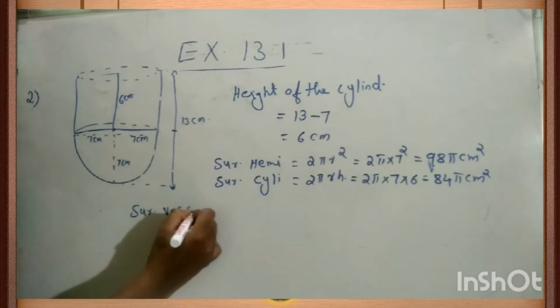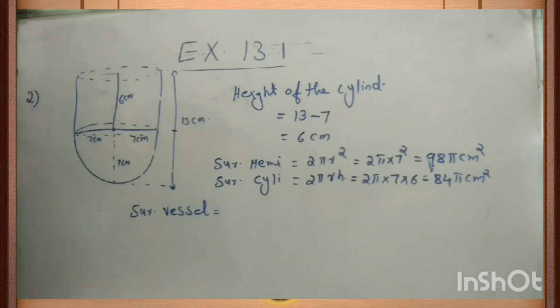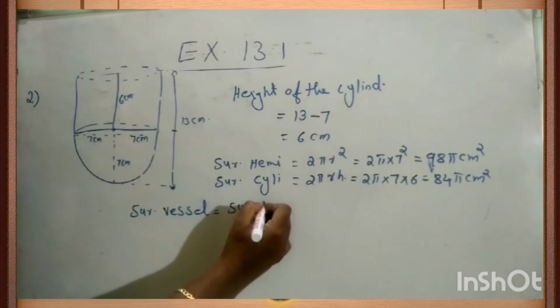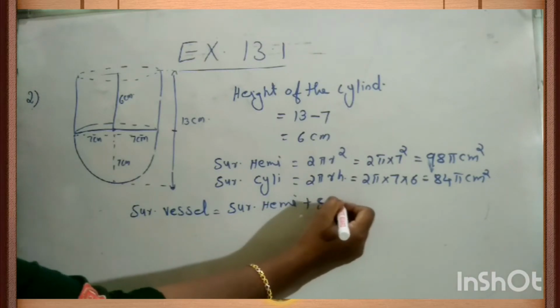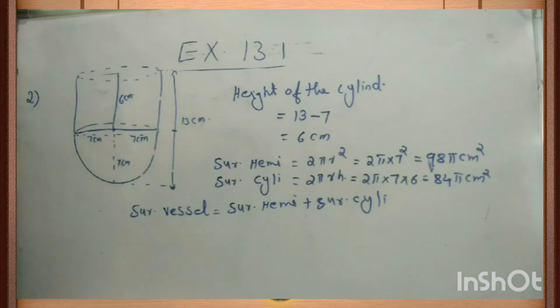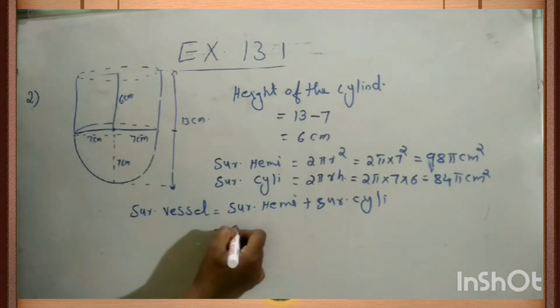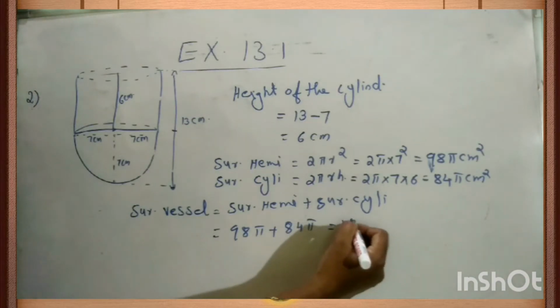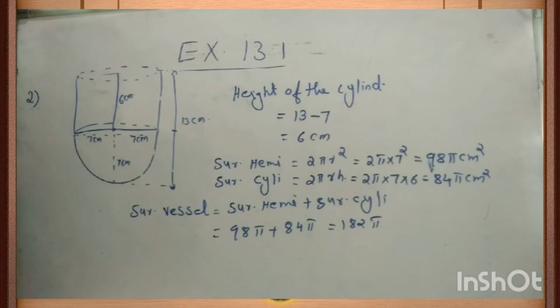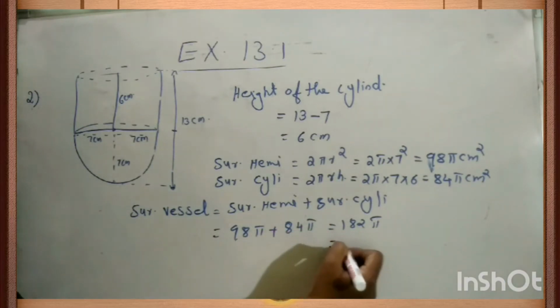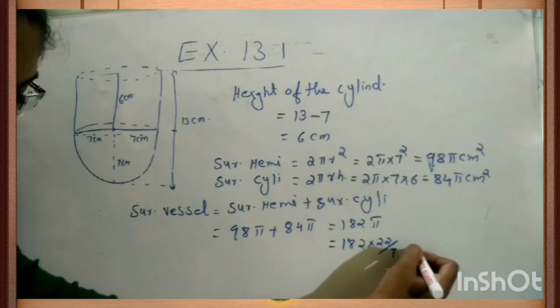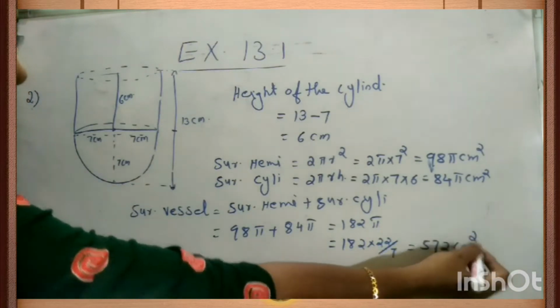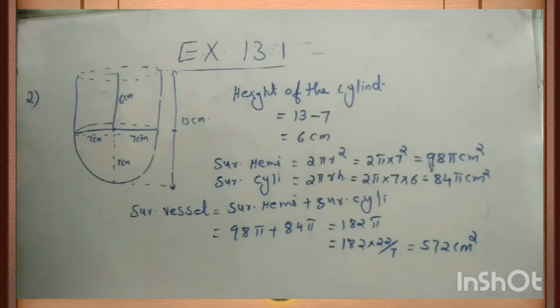Surface area of the vessel is equal to surface area of hollow hemisphere plus surface area of cylinder, that is equal to 98 pi plus 84 pi, which is equal to 182 pi. In this question, it is not given that pi is equal to 3.14, so we will take pi as 22 by 7. So this is equal to 182 into 22 by 7, that we will get as 572 centimeter square. So the inner surface area of our vessel is 572 centimeter square.